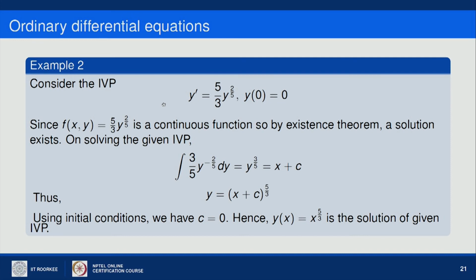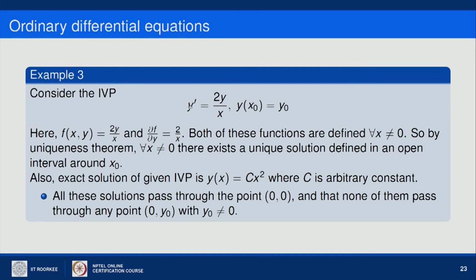However, for this particular initial value problem, one solution is given by y equals (x plus c) raised to the power 5 upon 3, and another solution is y equals 0. So, the solution exists, but for this particular example it is not unique.